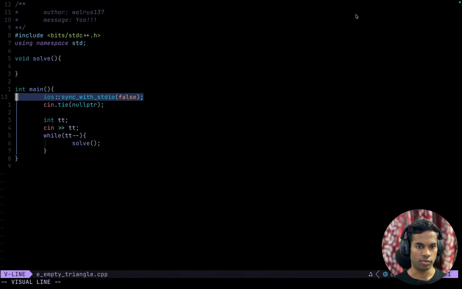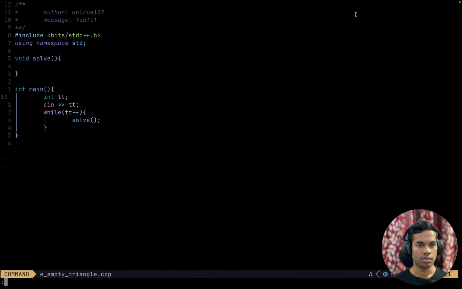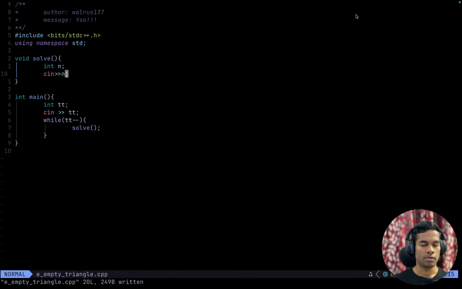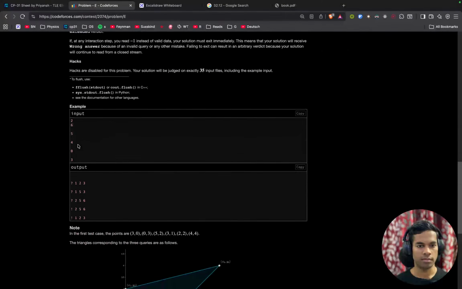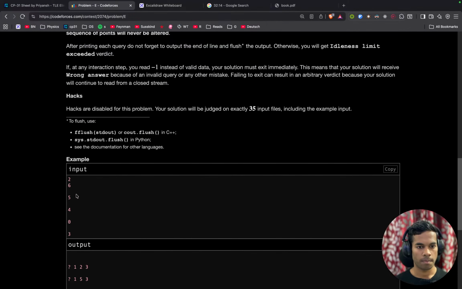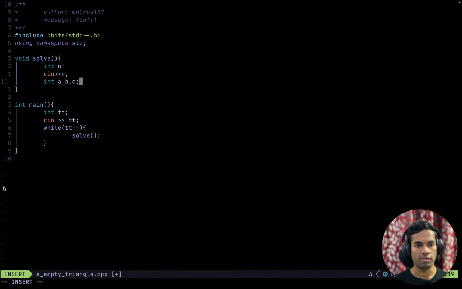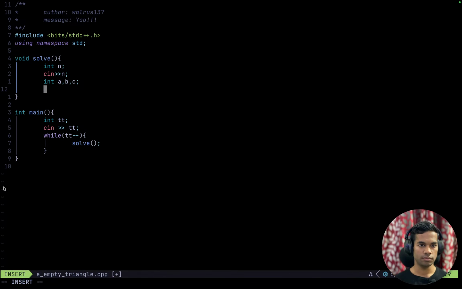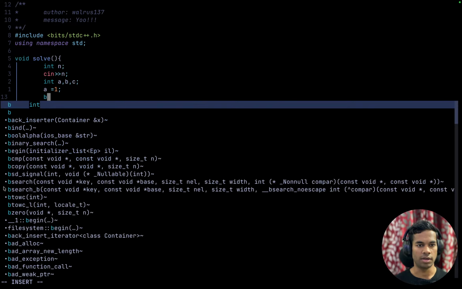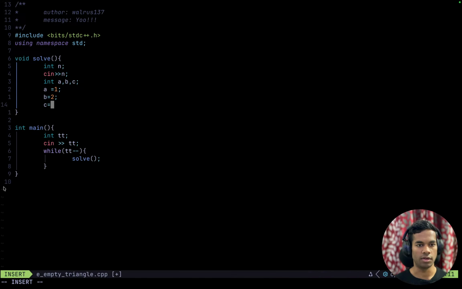One plate, remove this, sync with stdio and null pointer tie, solve cn and n. Yep. Okay, a comma b comma c equals 1, right? B equals 2 and c equals 3.